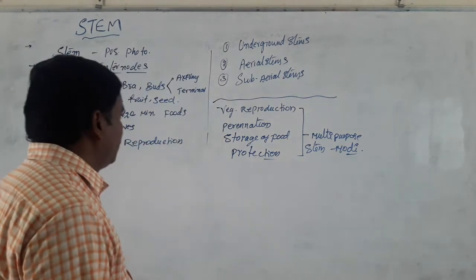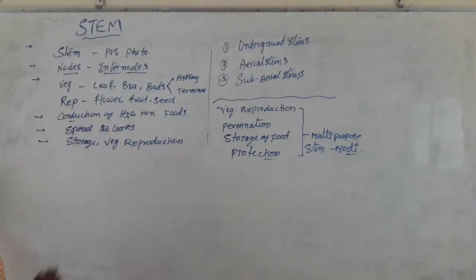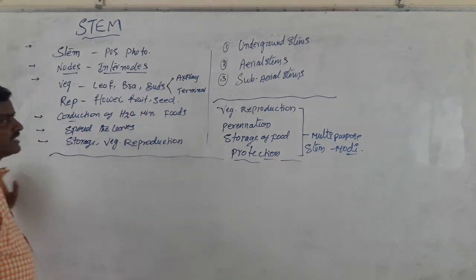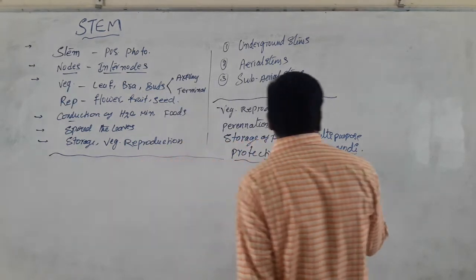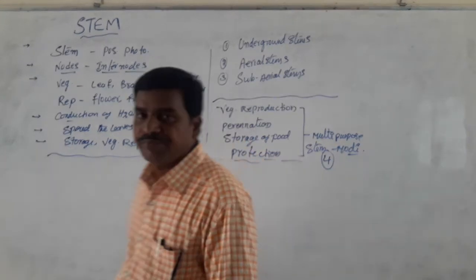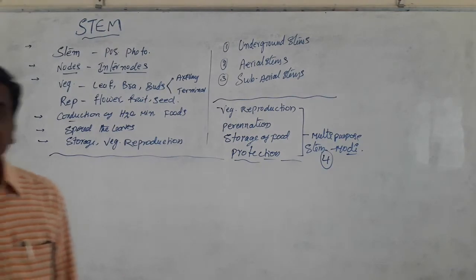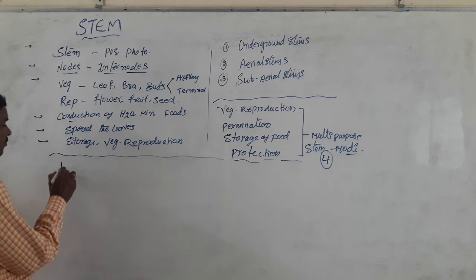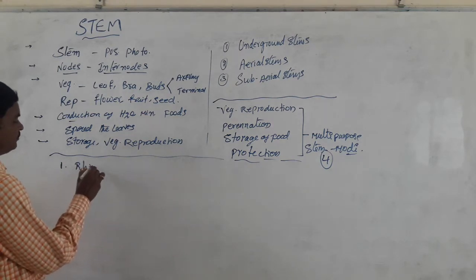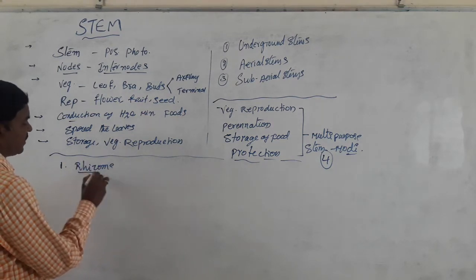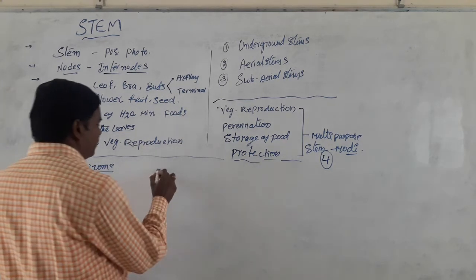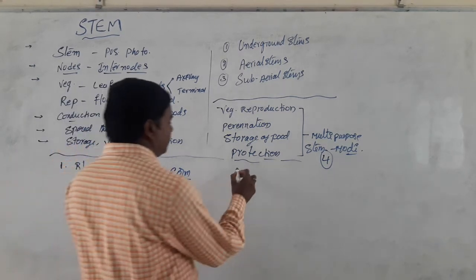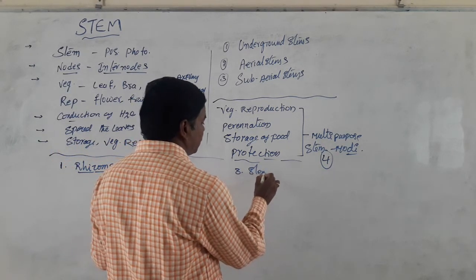Students, now coming to underground stem modifications. These underground stem modifications are mainly four types. How many underground stem modifications are there? Four types. One is rhizome. Second one, corm. Third one, stem tuber.